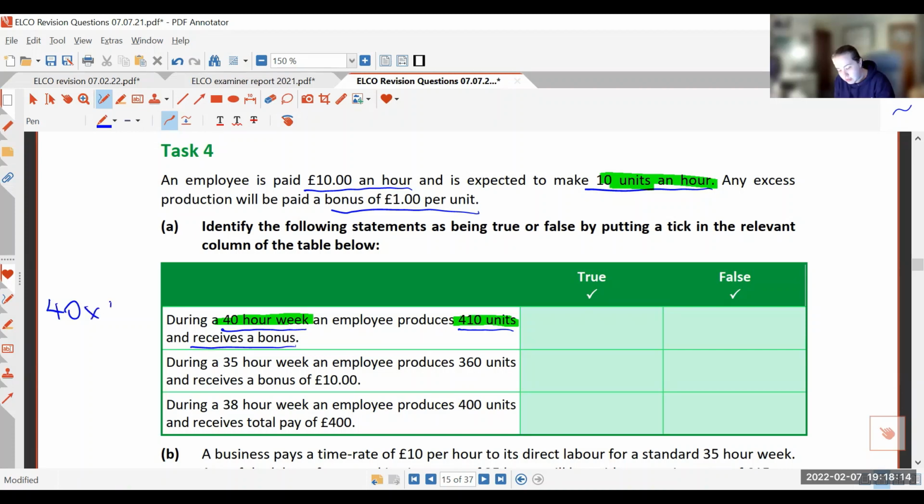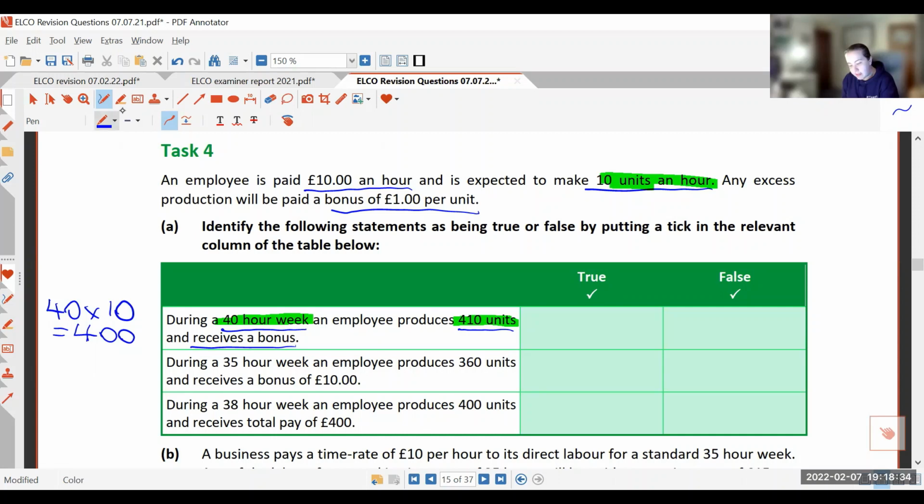We'll do 40 hours times the 10 units per hour, which gives us, oh sorry, that's decided to erase on me, gives us 400. So in that 40-hour week, they should have produced 400 units. Is that okay? You can see where I've got that from, I hope.